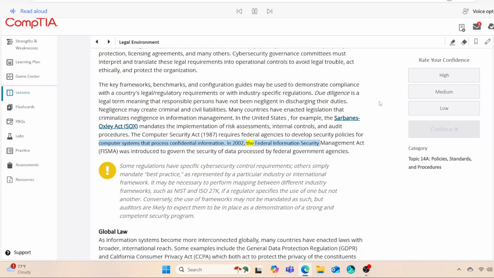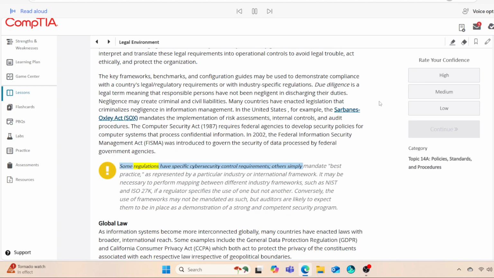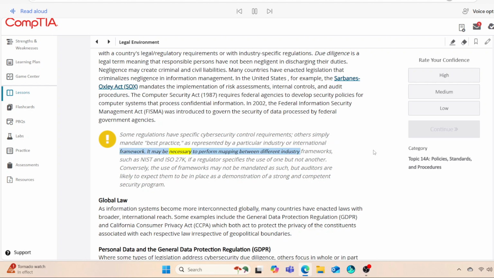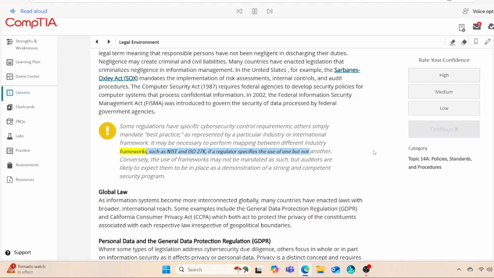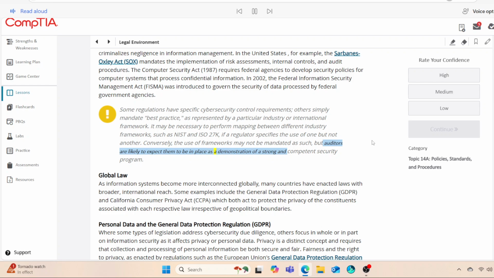In 2002, the Federal Information Security Management Act, FISMA, was introduced to govern the security of data processed by federal government agencies. Some regulations have specific cybersecurity control requirements. Others simply mandate best practice, as represented by a particular industry or international framework. It may be necessary to perform mapping between different industry frameworks, such as NIST and ISO 27K, if a regulator specifies the use of one but not another. Conversely, the use of frameworks may not be mandated as such, but auditors are likely to expect them to be in place as a demonstration of a strong and competent security program.